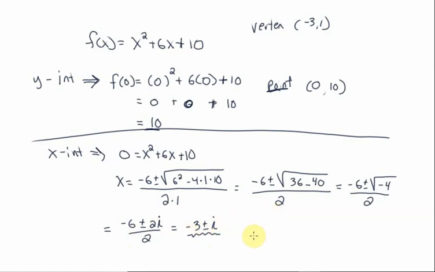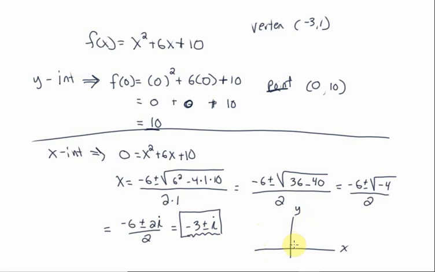So do I have 2 x-intercepts yet? I do. They're not real numbers, though, so they're not actually on the x-axis. Not going to be on the grid here. So these are not going to appear. Does anybody know how that would look on the graph? So those are complex numbers. Our xy axis, those are real numbers.